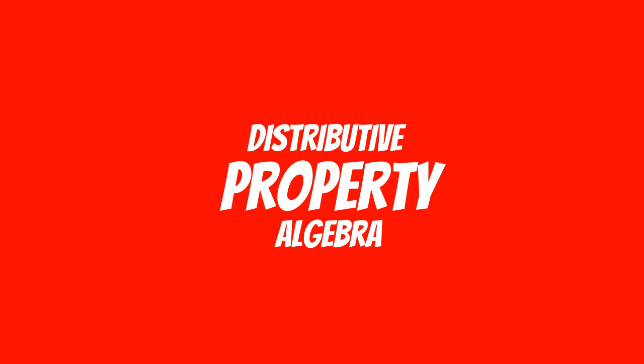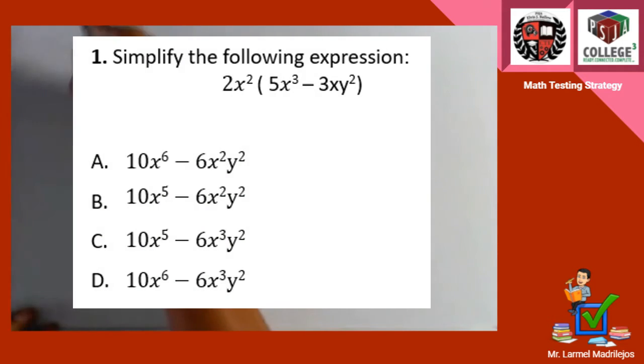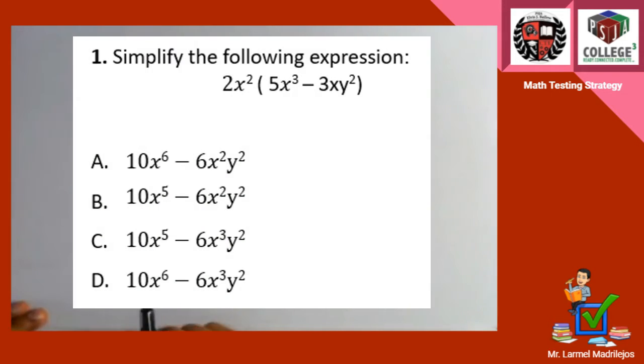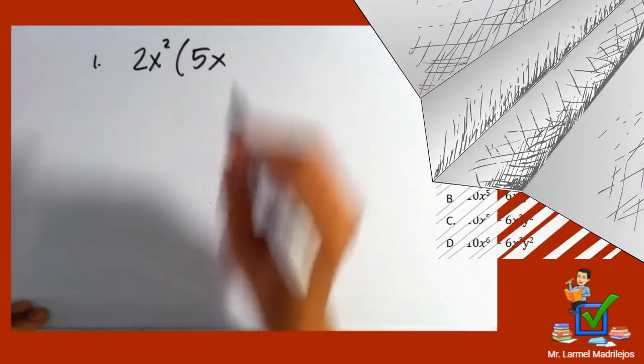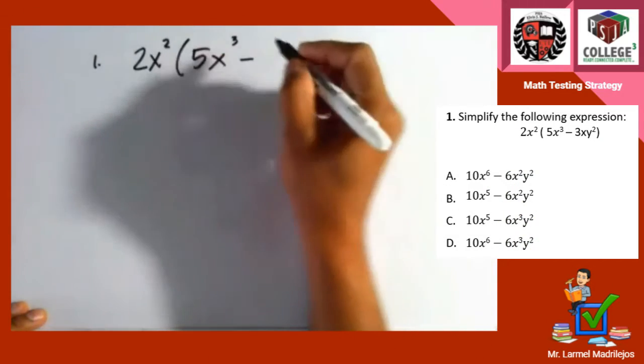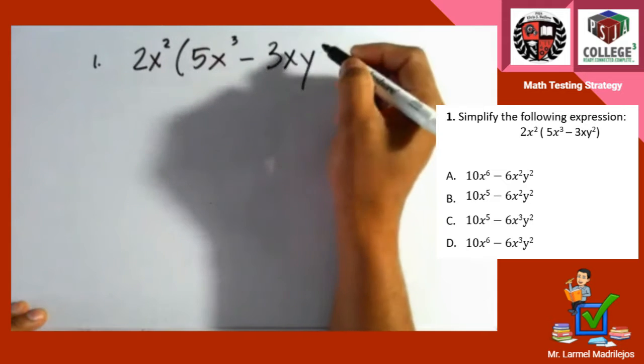Okay, question number one. This video is about the distributive property. Question number one says 2x squared multiplied by 5x to the cube minus 3x y squared.